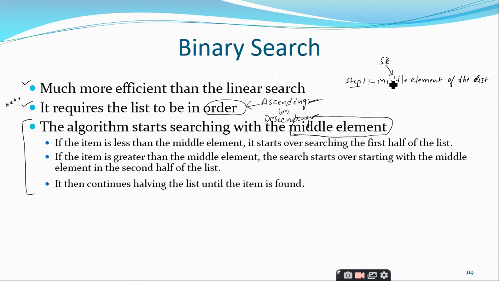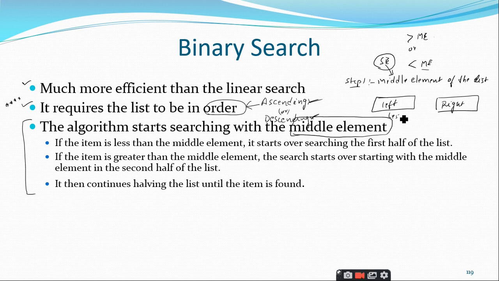If the comparison is unsuccessful, that means the search element and the middle element are not matching, then you have to check whether the search element is less than the middle element or greater than the middle element. If the search element is less than the middle element, you are going to search in the left part only, the left part of the array. If the search element is greater than the middle element, you are going to search in the right part only, the right part of the array.